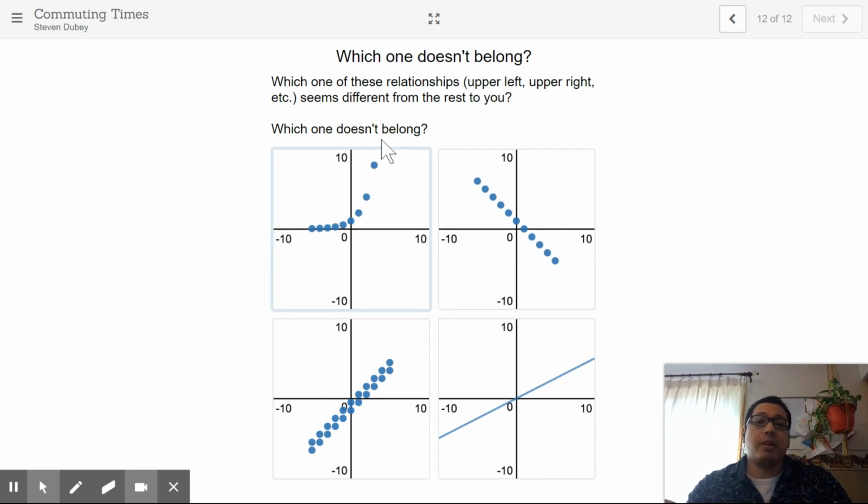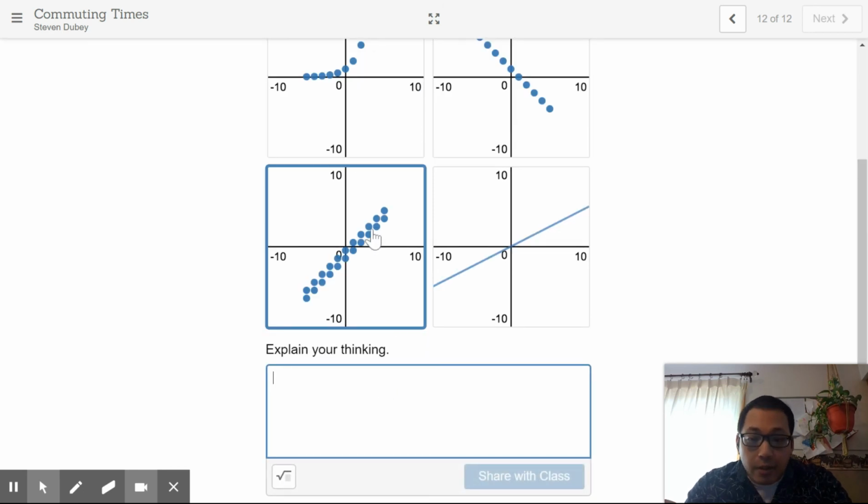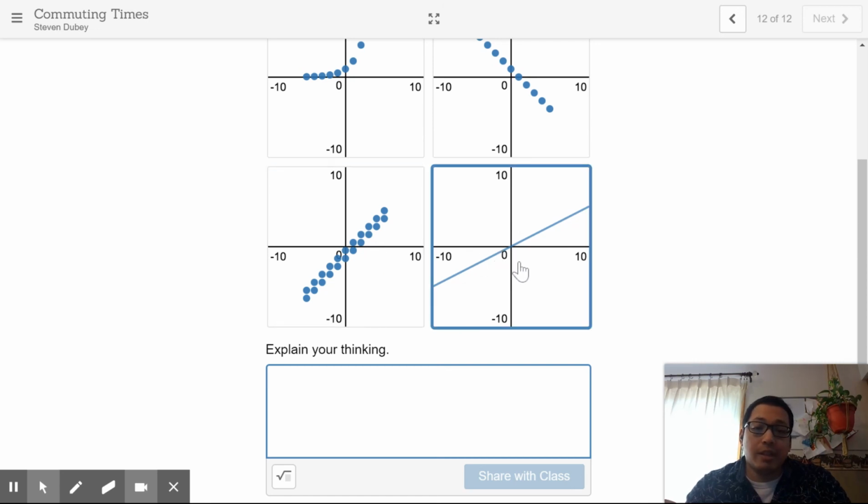You can ask, is that still a function? Sure, as long as each input has one output. We could say, what about this one? Well, maybe it's going down. It's the only one. All the others are going up. What about this one? This one I would say is different because there are a lot of dots in the scatter plot that are on top of one another. If they're on top of one another, then it's not a function because we've got two different outputs for the same input. You could have picked this one because it's a line.